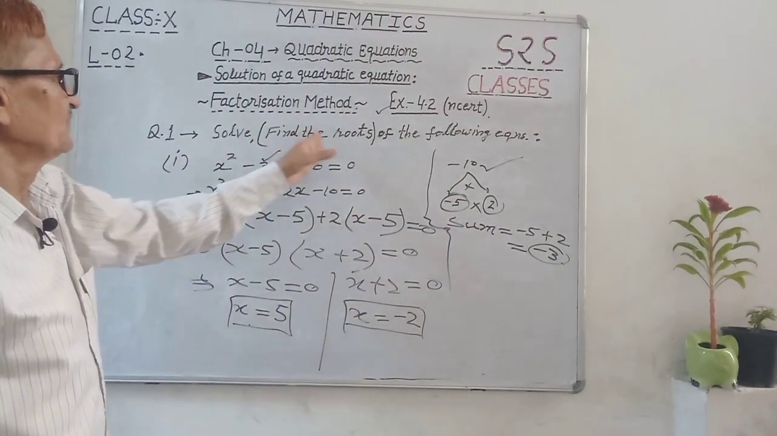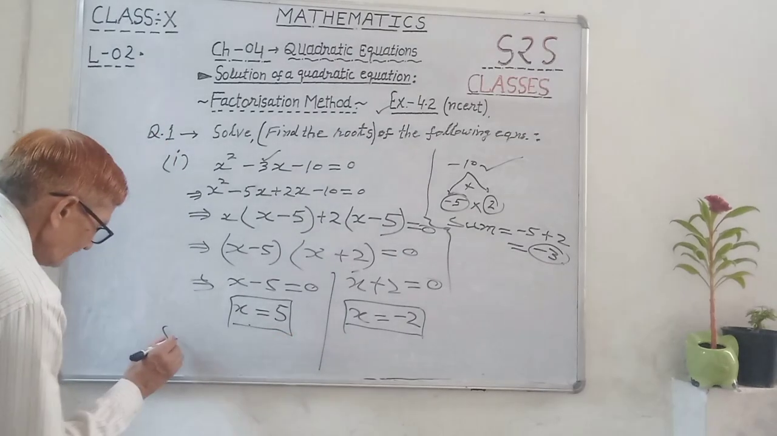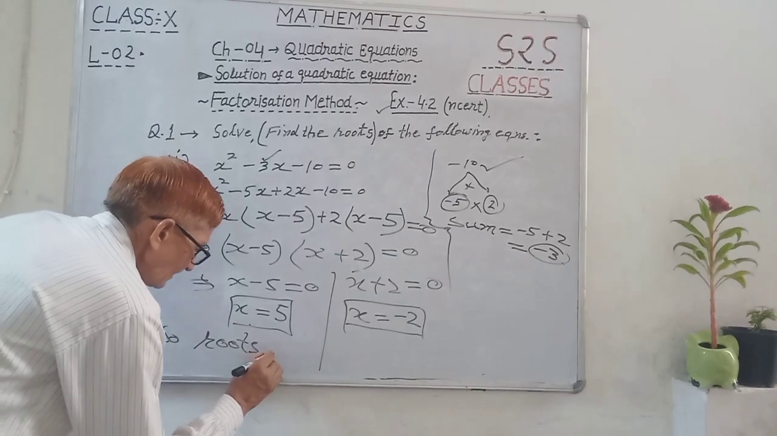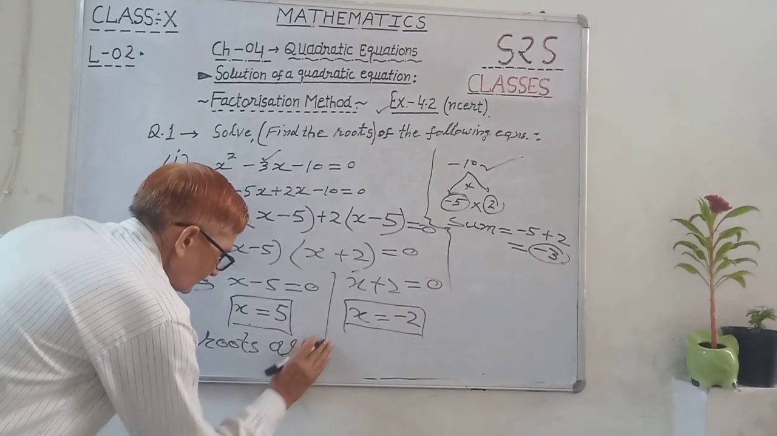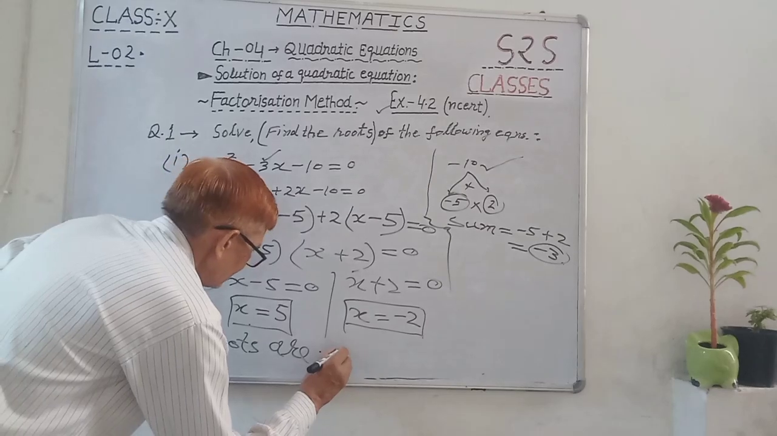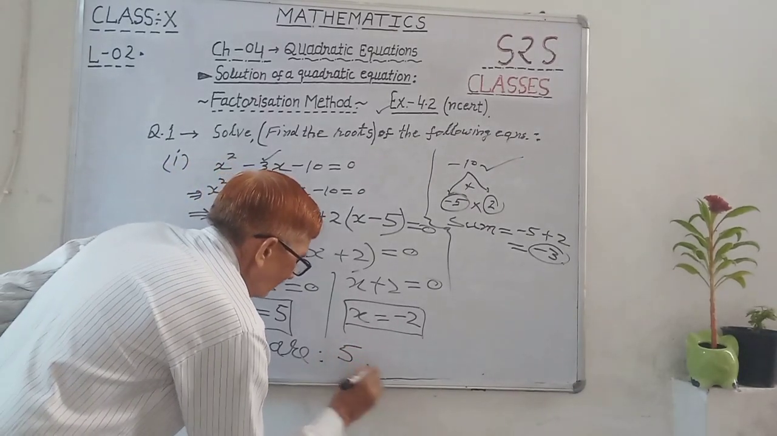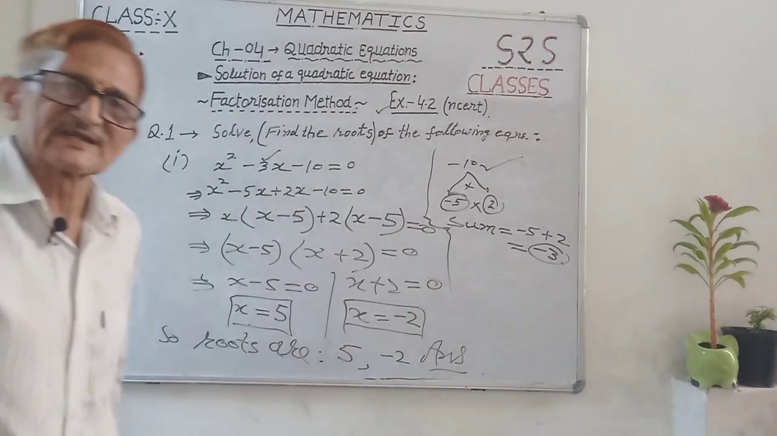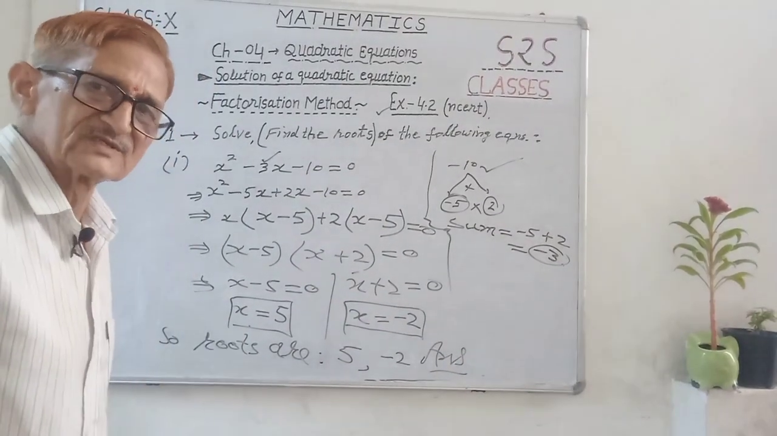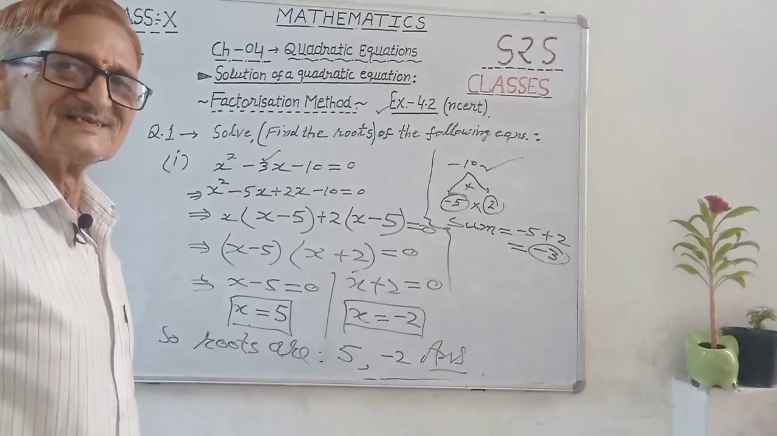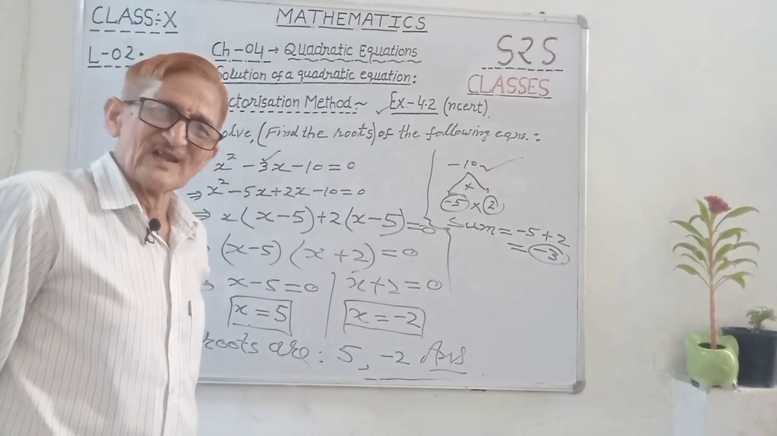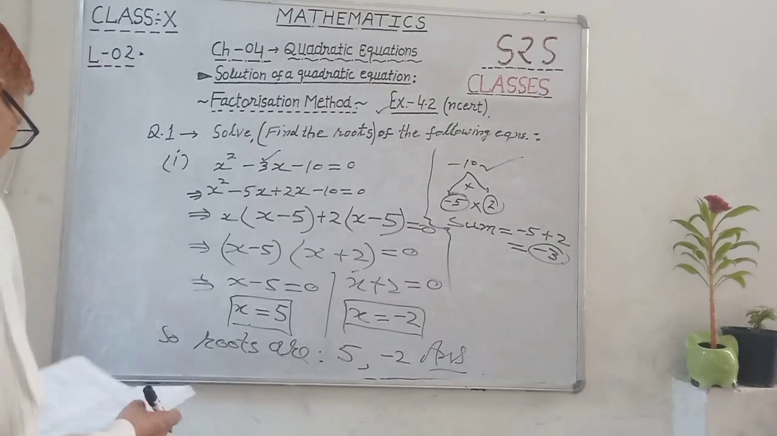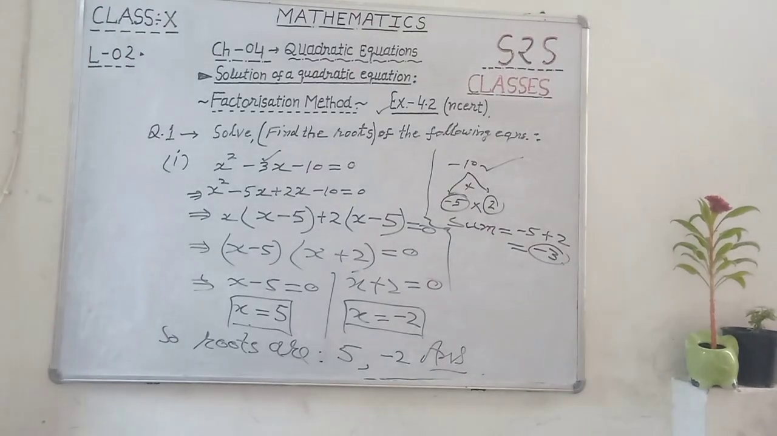Now the question was: find the roots. So these are the roots. The roots are 5 comma minus 2, answer. Okay, 5 and minus 2 are called the roots. Values of x are called the roots of the quadratic equation. And this is called the solution also. The x value is called the solution also. So you must understand the solution and the root are the same thing. Okay. Now next part.